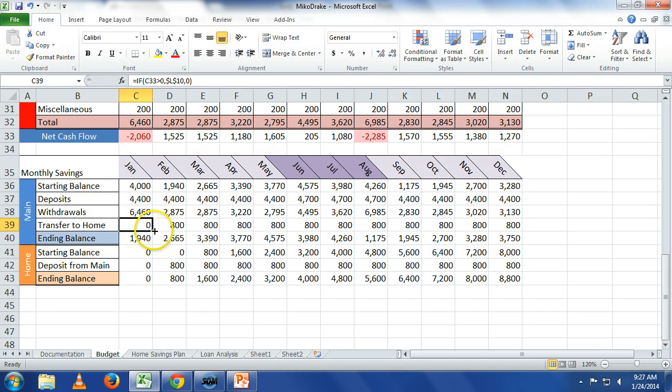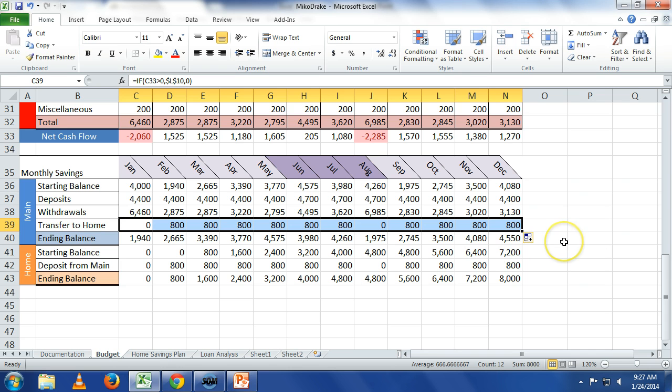Okay, I drag this over, and you'll see the logic work, because what happens now, it says, hey, in January I don't do the transfer, in August I don't do the transfer, and what's nice is because we have everything based on other cells, everything out here worked out as well. Okay, we didn't transfer anything, so 800. Now we only have 8,000 at the end.